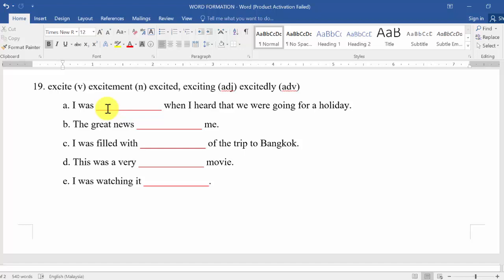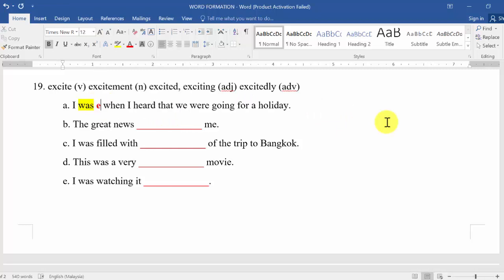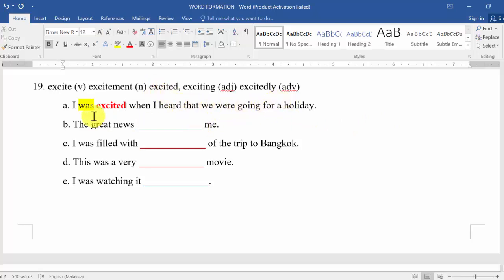Question 1a. I was what when I heard that we were going for a holiday? Usually, when you have verb to be, is, am, are, was, were, all these are verb to be. After verb to be, it can either be another verb or an adjective. So, I was excited. Here, you should put an adjective, describing your feeling. You felt excited when I heard that we were going for a holiday. You're feeling excited because you're going for a holiday.